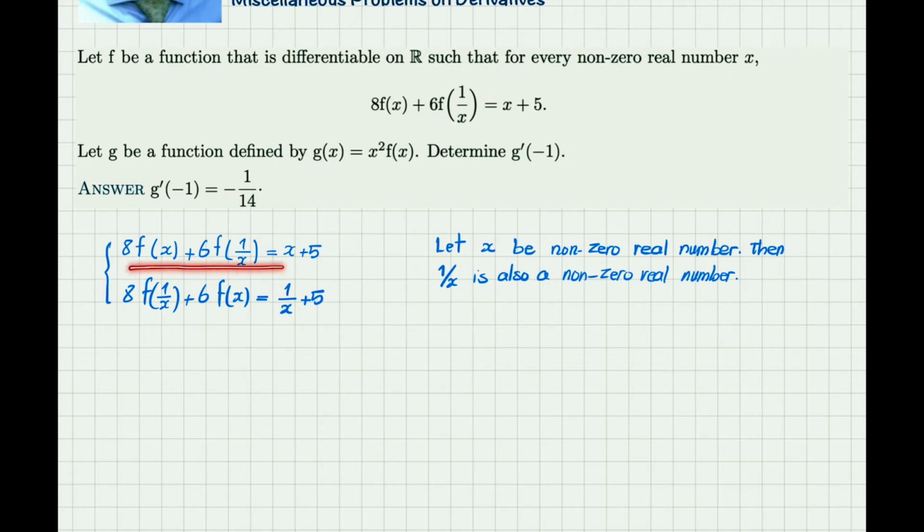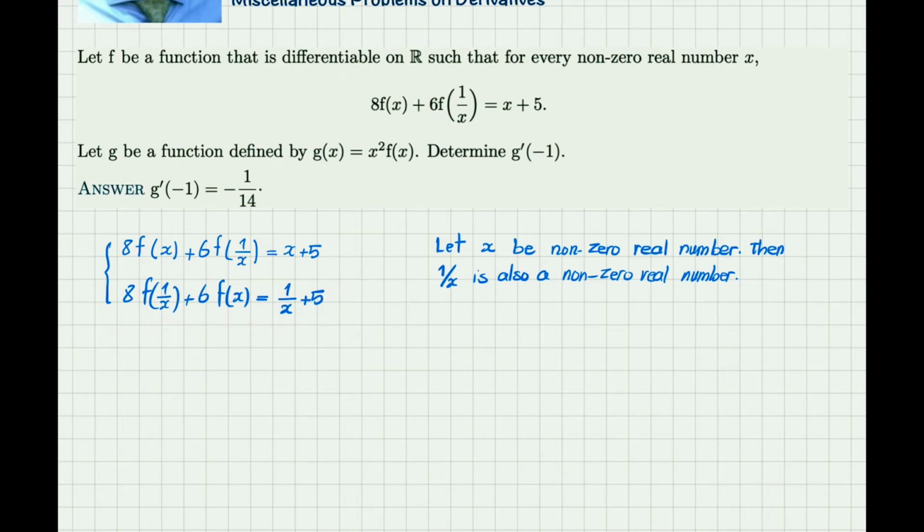I'm saying that let x be a non-zero real number. According to the assumption itself, I know that this equation holds. And because x is a non-zero real number, 1 over x is also a non-zero real number. So this means that this equation also is satisfied when I have 1 over x instead of x. So this gives rise to the second equation.